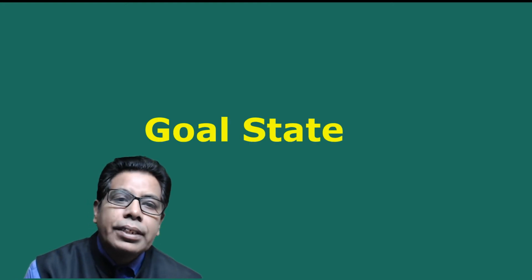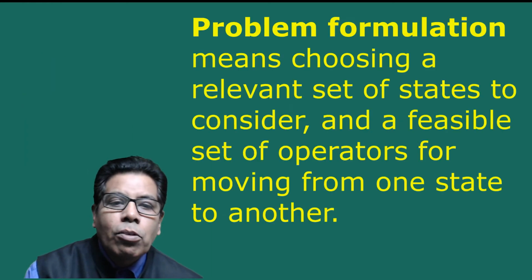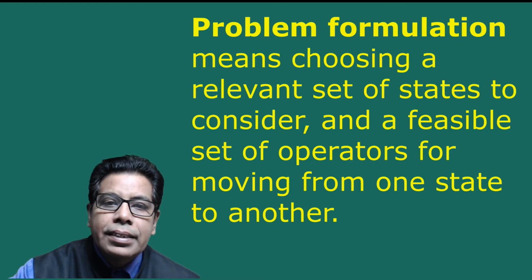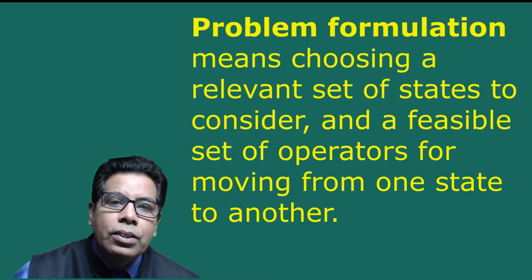Then let us go to the next term, that is goal state. A goal state is a description of a set of desirable states of the world. Goal states are often specified by a goal test which any goal state must satisfy. The next term is problem formulation. Problem formulation means choosing a relevant set of states to consider and a feasible set of operators for moving from one state to another.